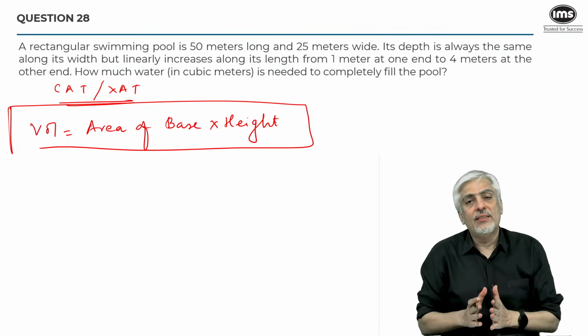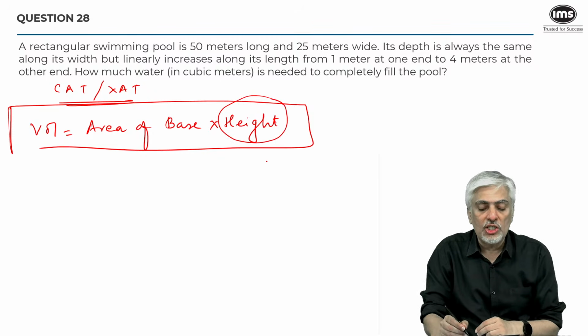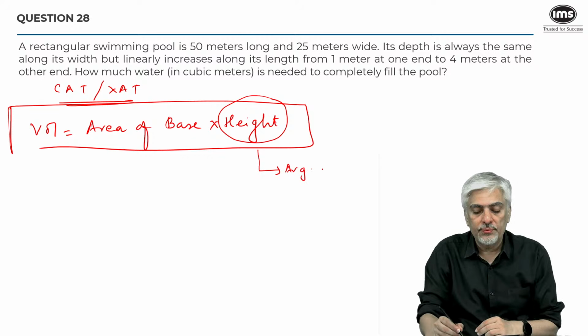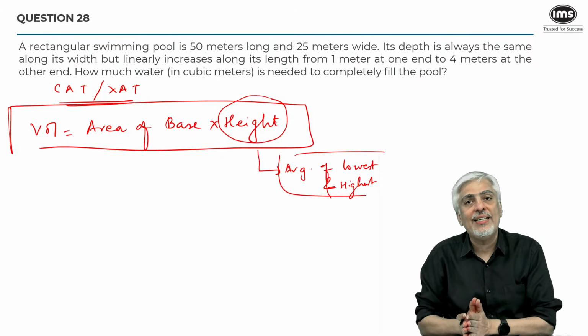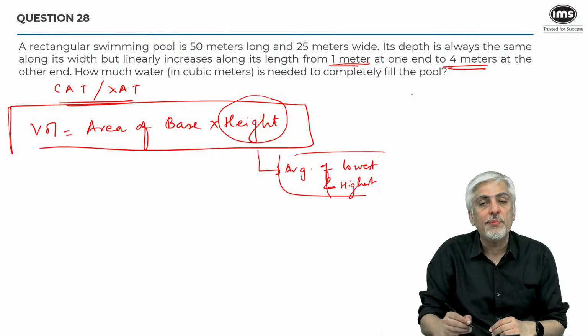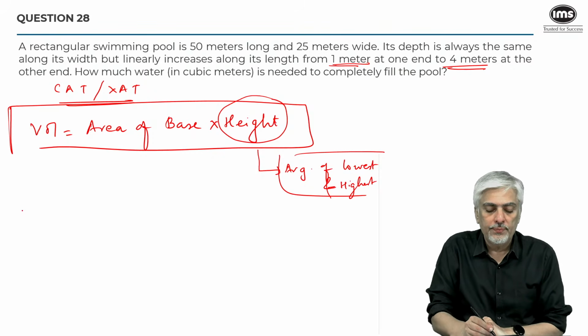Now, the trick in this type of question is that the height, which is an issue, is always the average of the lowest and the highest height. In all swimming pool questions, you can directly take it. So the lowest height was 1 meter. The highest height was 4 meters. So the average is 5 upon 2, 2.5.